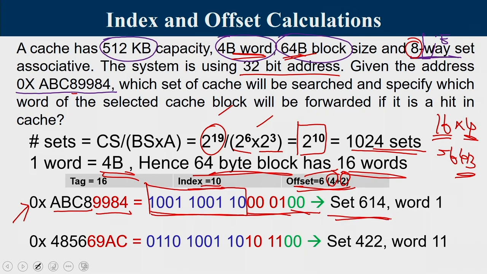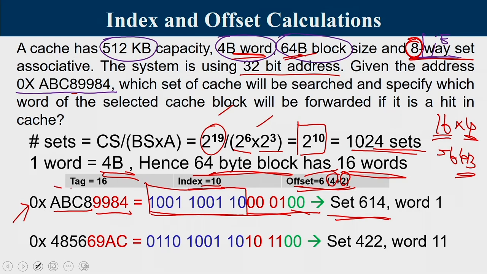So, given this address, it is mapped to set number 614. Now, in 614, there will be 8 lines, that is why it is called an 8-way associative cache. There are 8 different blocks, we call them 8 different ways. In each of the ways, you see whether there is a tag match.